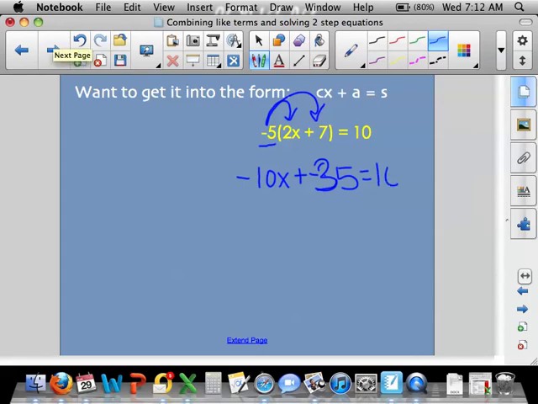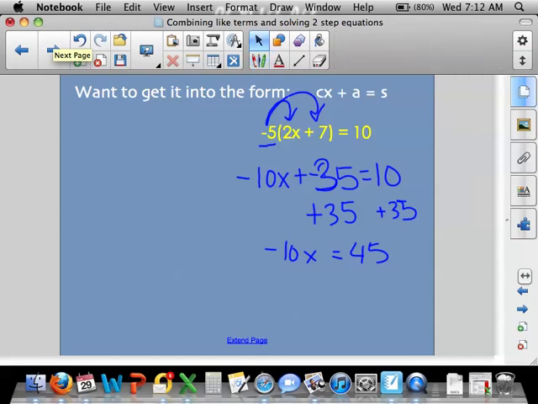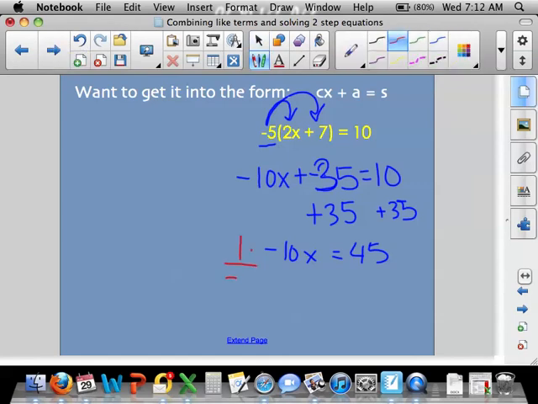That all equals 10. Again, now we have a two-step equation. Add the opposite of the addend to both sides of the equation. So we have negative 10x is equal to 45. Now we multiply by the reciprocal of the coefficient. We're left with 1x. The negative times a positive, so our answer will be negative 4 5/10.